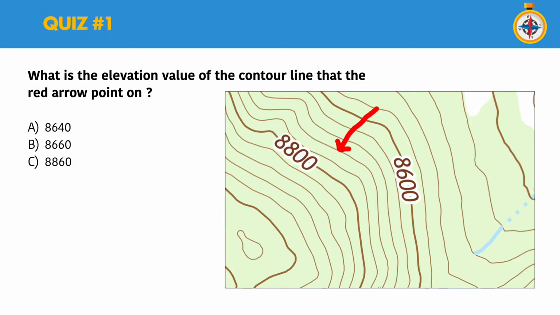Quiz number 1. What is the elevation value of the contour line that the red arrow points on? A. 8,640, B. 8,660, C. 8,860.